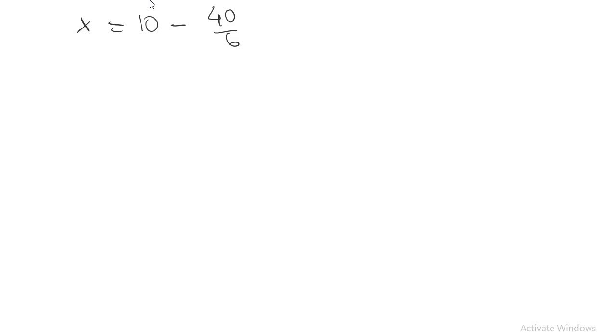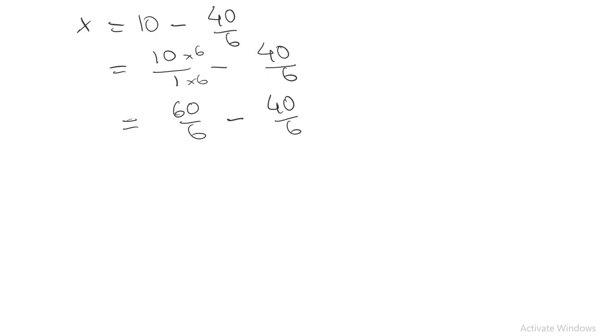Okay, so now we can write the 10 as a fraction. 10 is just 10 over 1. Okay, and minus 40 over 6. Okay, and similarly to the previous examples we have been doing, we need to change the 10 so that it has the same denominator as the second fraction. So if you just multiply the top and the bottom by 6, let's just do that. Multiply by 6. 60 over 6 minus 40 over 6.